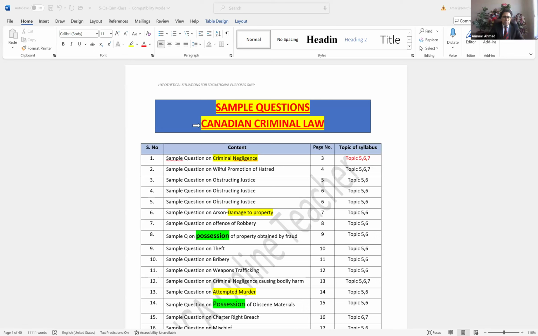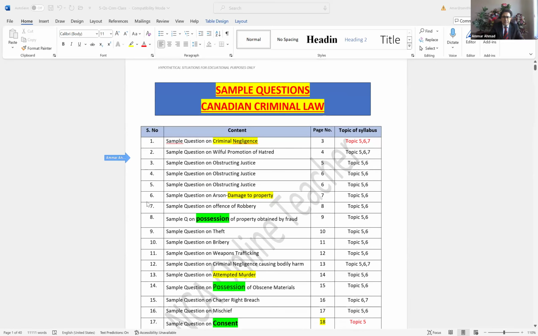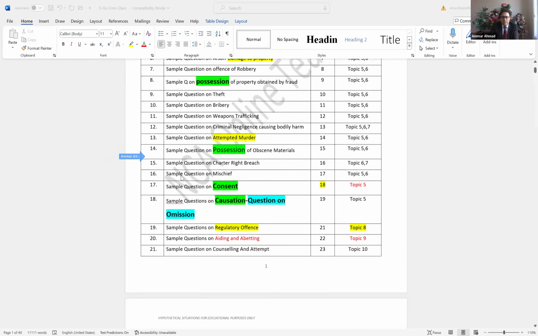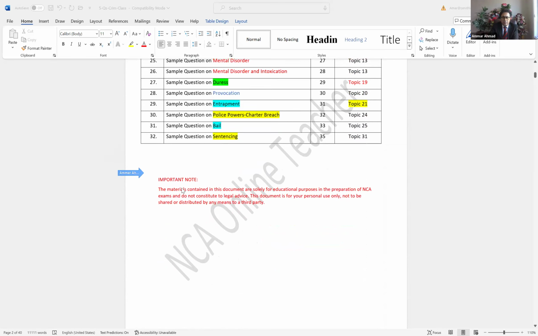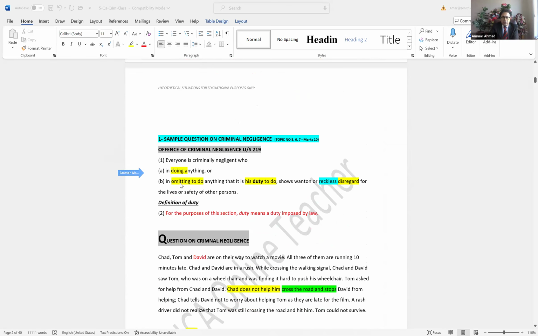Let's do a practice of a sample question and try to determine whether the act of the accused has been committed under the same circumstances or conditions as mentioned in the offense. So again, the same document has sample questions on Canadian criminal law, on different topics. They are around 32 questions. On the website, you might also find some more questions, but this is just one document. Let's do a practice of one question.